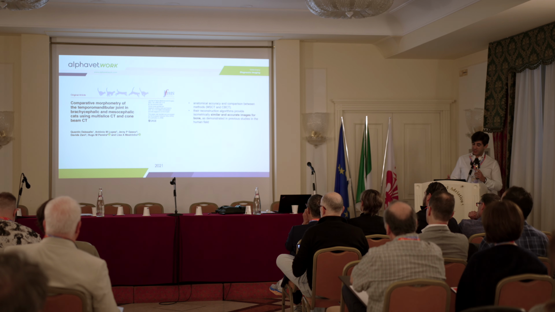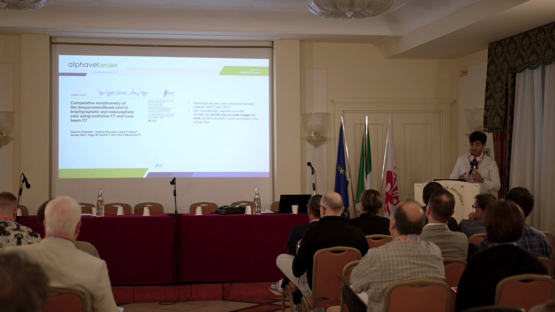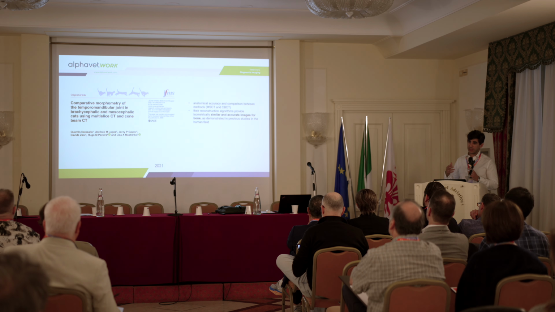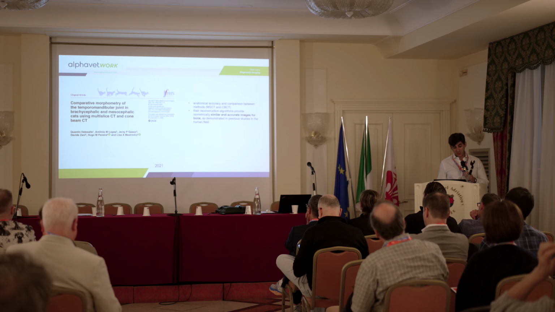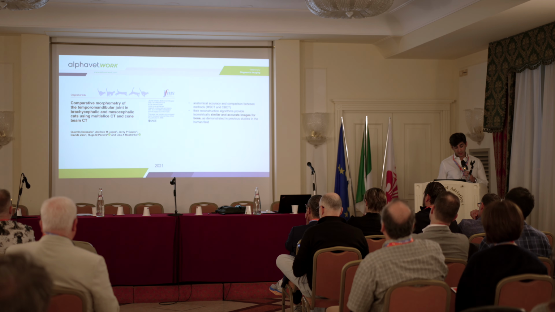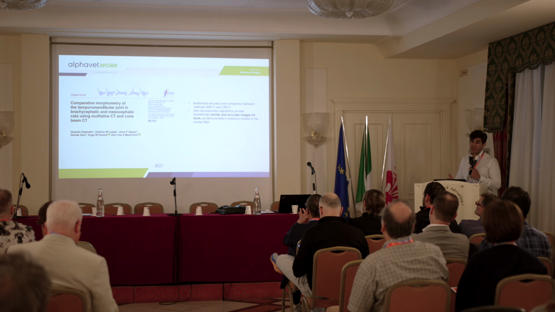As we know, and we will speak about it in the next slides about the brain biopsy, we have brachycephalic, mesocephalic, or dolichocephalic patients. So we have to evaluate different types of skull. It's not like in humans. So in 2021, there was a comparative morphometry of the TMJ in brachycephalic and mesocephalic cats using multi-slice CT and CBCT. And they say that we have similar and accurate images for bone. In my personal opinion, in feline patients or small breed dogs, we have more data in CBCT rather than CT.